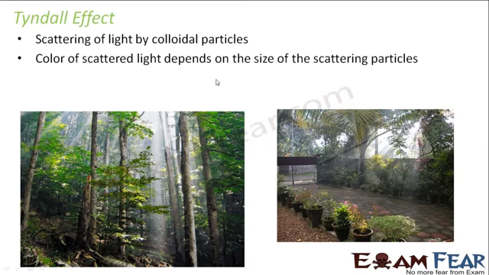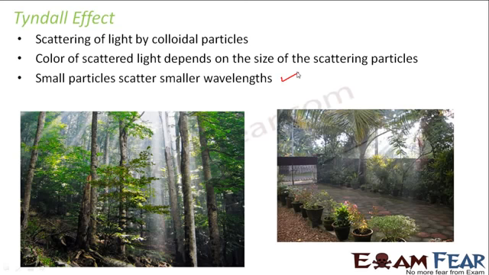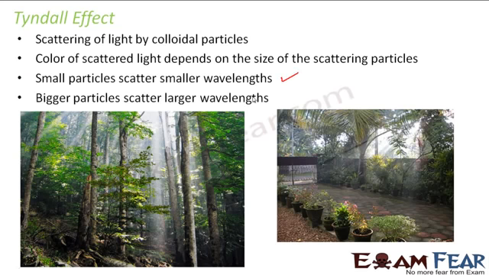The color of the scattered light depends on the size of the scattering particles. Which color of light will get scattered depends on the size of the scattering particles. If the scattering particle is very small in size, it will scatter only small wavelengths. If the size of the particle is big, it will scatter bigger wavelengths. So small particles scatter smaller wavelengths and bigger particles scatter larger wavelengths. This is very important to remember because this forms the base of all the scattering phenomena which we see around us.